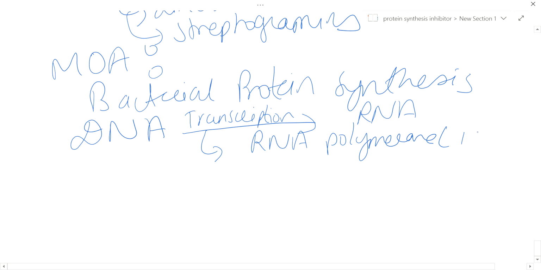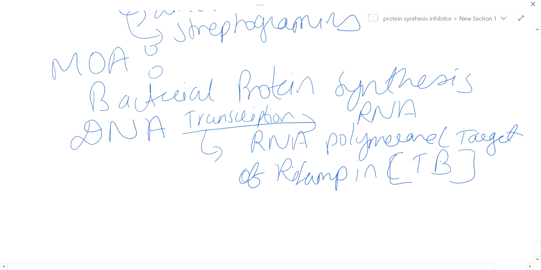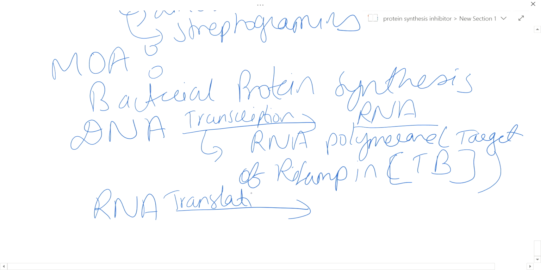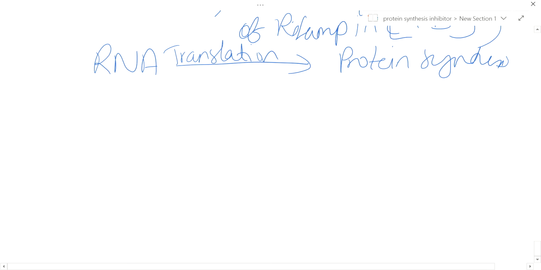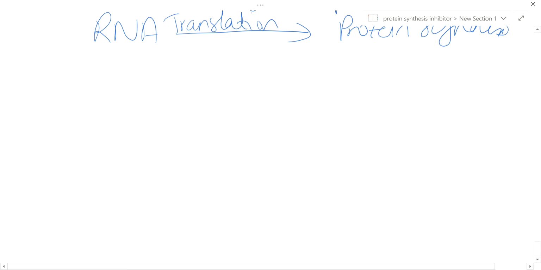which is the target of rifampicin, another group of antibiotic which is used in TB patients. From RNA, with the help of the process of translation, protein is synthesized. The process of translation is inhibited by this group of antibiotics. So let's learn a little bit about the process of translation.